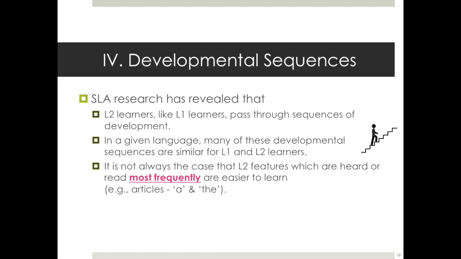It's not always the case that the L2 features which are heard or read most frequently are easier to learn. So it's not because a structure is encountered very frequently, either in the input or in the communication patterns that learners get exposed to, that those structures necessarily would be easier to acquire, although they are the most frequent ones. We can use the example of the articles "a" and "the": sometimes learners will have a hard time assigning them to the right word or noun, although articles are quite common in the English language and are really part of the daily input that learners get exposed to.